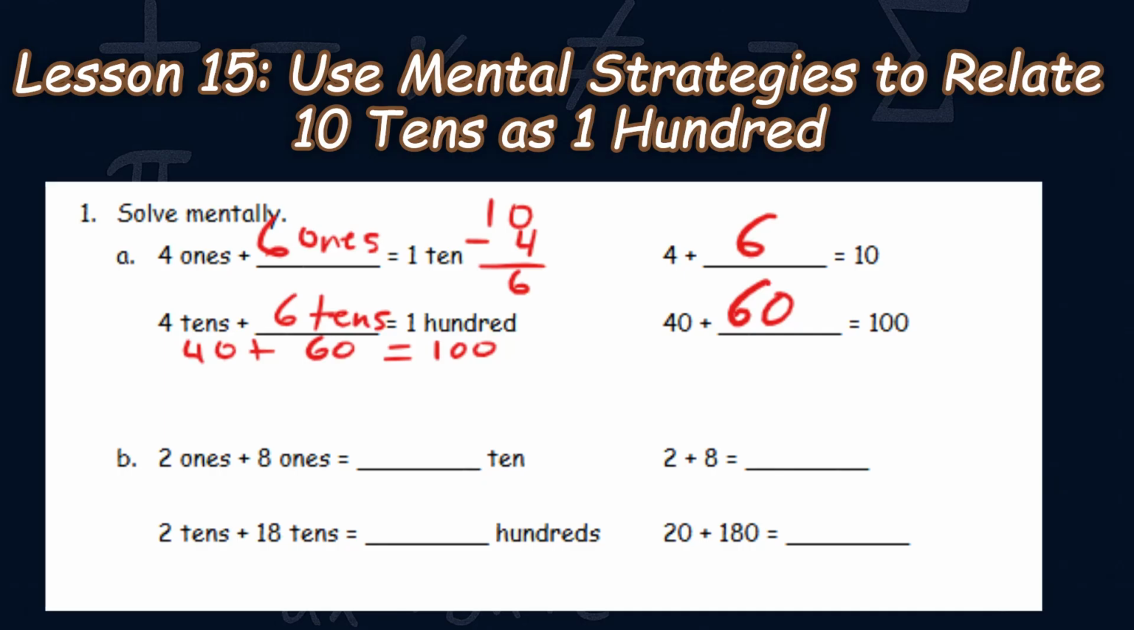However, in this specific case, we would write 6 tens in order to fit the unit correctly in the missing spot. And on the right side, you can see that is conveyed within the mathematical equation that you would expect to be able to fill it in. 4 plus 6 equals 10, and thus 40 plus 60 equals 100. You are still using the same mental math strategy, and the same can be done for letter B at the bottom.